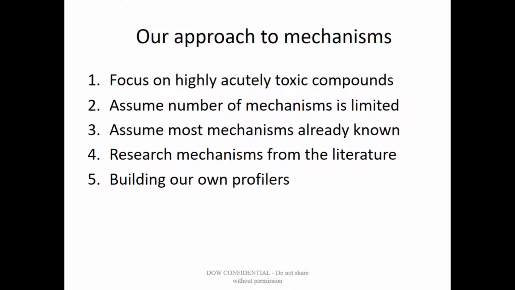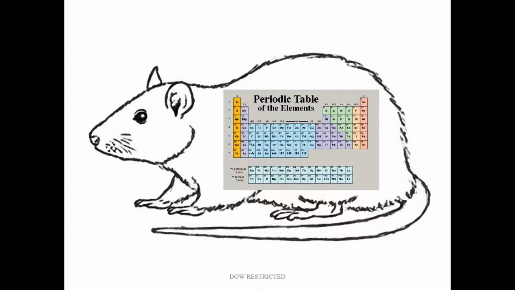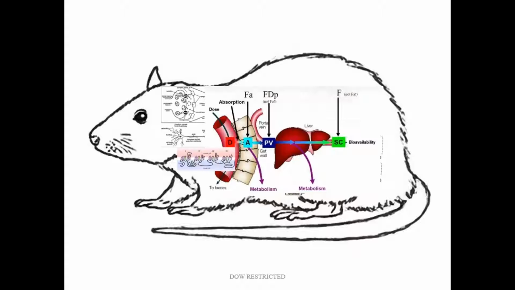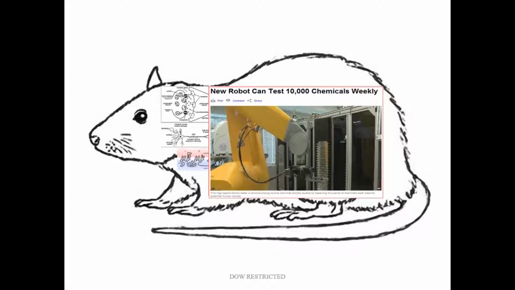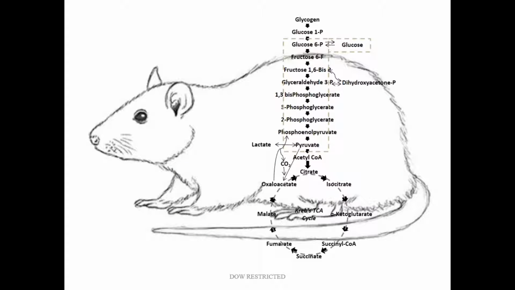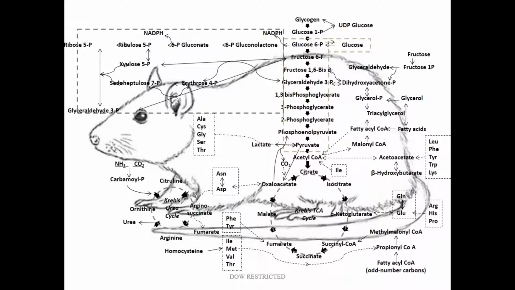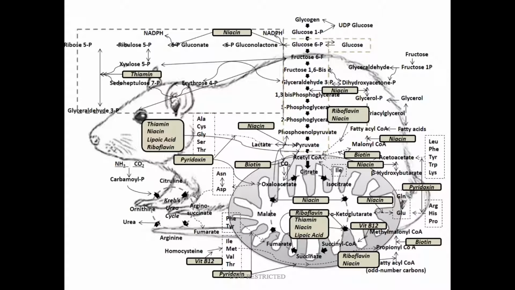So our approach to mechanisms is to focus on highly acutely toxic compounds first, assume the number of mechanisms are limited, assume that most mechanisms are already known, and then we'll look them up in the literature and then start building our own profilers. And the way we've been going about this systematically is to look at the chemistry, the phys-chem properties, look at tools to assess bioavailability in different pathways, and then look at the big databases of in vitro high throughput screening data, pull those into our databases. And a lot of these were generated by a robot at NCATS that ran the 10K library.